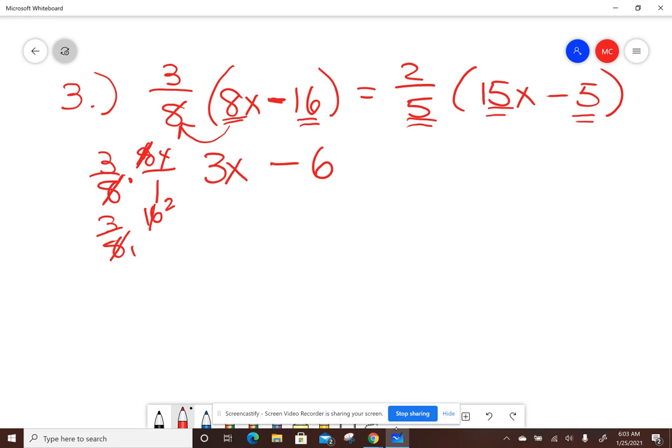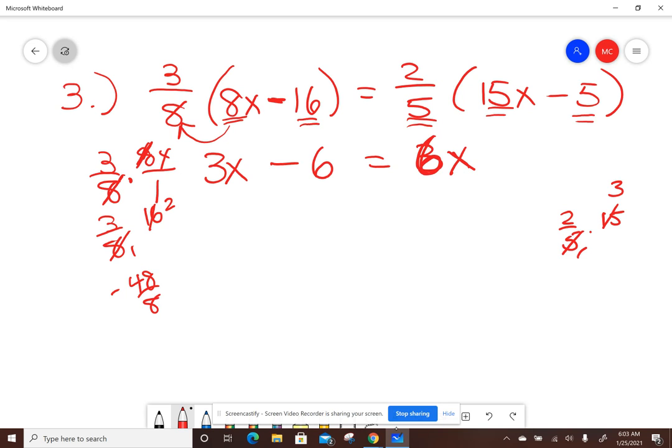You could have multiplied 3 times 16. You would have gotten 48 over 8, negative 48 over 8, which is negative 6. Now, 2/5 times 15. So 2/5 times 15, that becomes a 3. So that's 2 times 3x. Sorry, 2 times 3x is 6x.